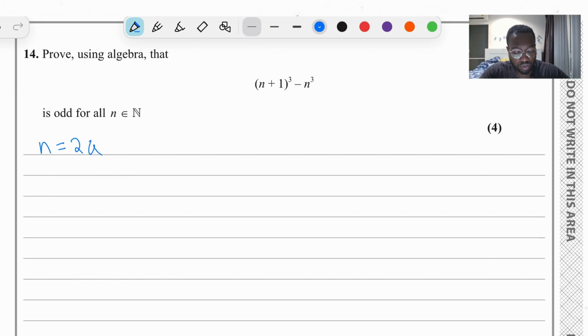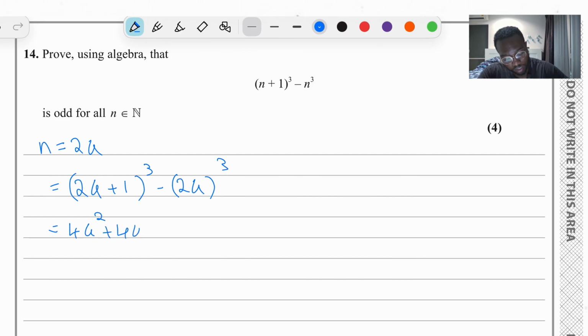So let's put that 2k in, and then using that 2k, we should be able to prove that it will be an odd number. If we do that, we get 2k plus 1, cubed, minus 2k cubed. If we work all this out, we get a 4k squared, we get a 4k plus 1 in brackets, and then we'd have another 2k plus 1. That'll be minus an 8k cubed.